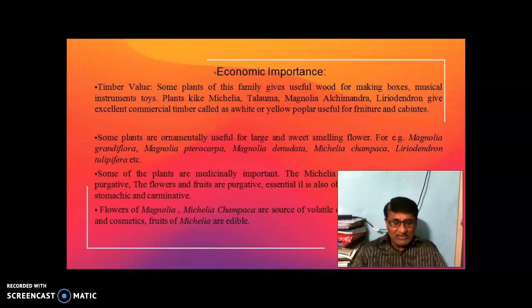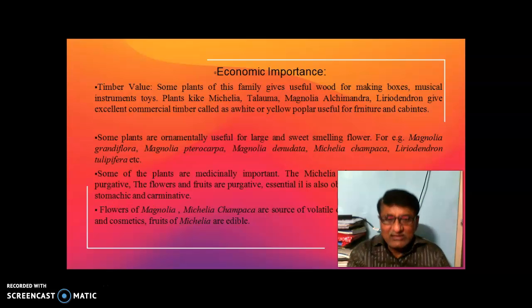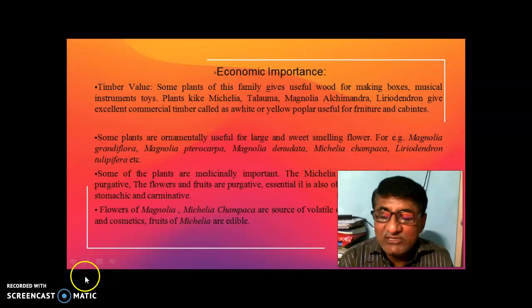One of the characters that gives the important link is vessel-less wood. Many gymnosperms show vessel-less wood. So we can link such gymnosperms with these primitive kinds of angiosperms which appear first or at the beginning. So this is today's family Magnoliaceae. Thank you.